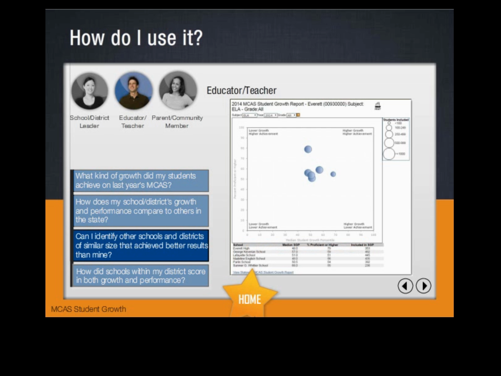You also might want to identify schools that are similar in size to yours that have demonstrated higher growth in the last year or two. What can you learn from what is happening at those schools? How can you apply what they're doing to your own school?